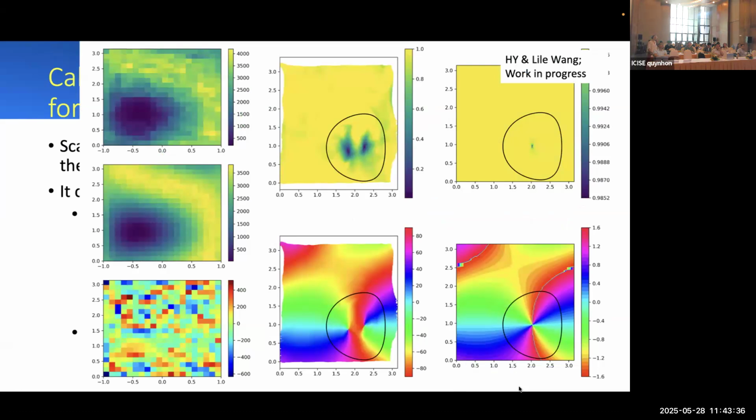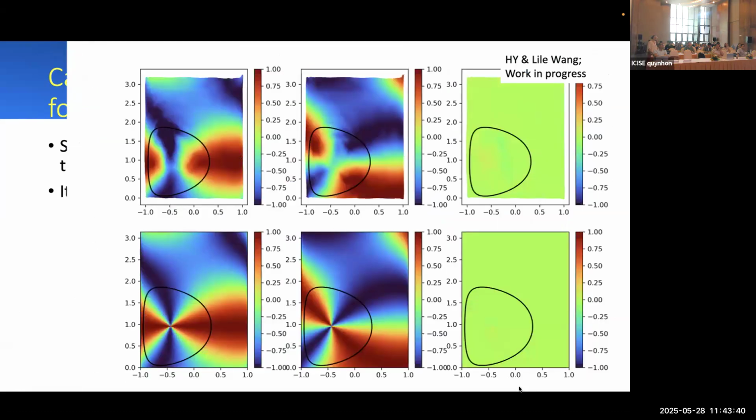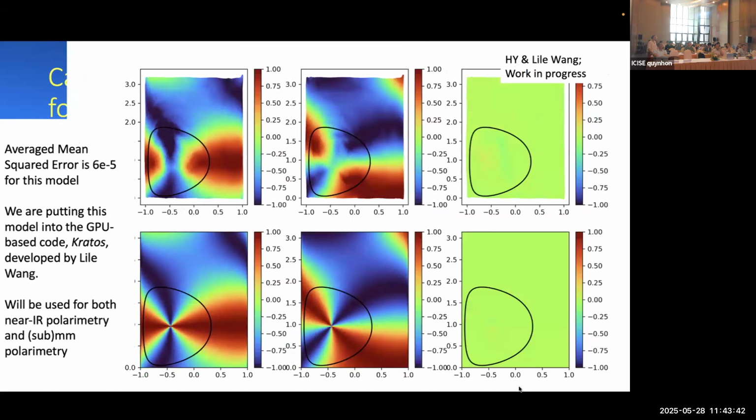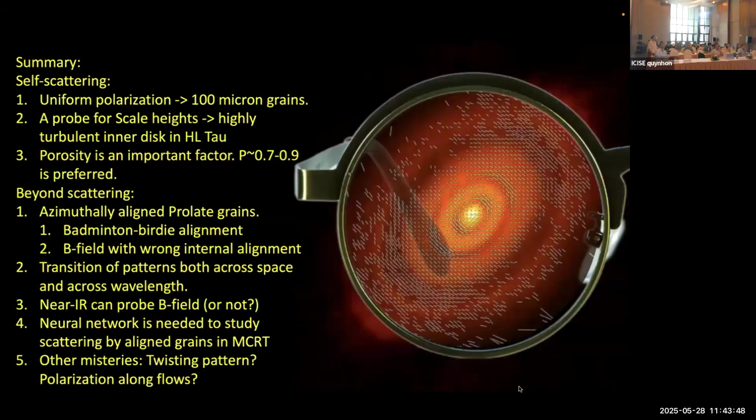These are the neural network performance between the real and predicted values. And we are putting this into a new Monte Carlo radiative transfer code, and the code will be GPU based. With that, I will take any questions. Sorry, it's going very fast towards the end.